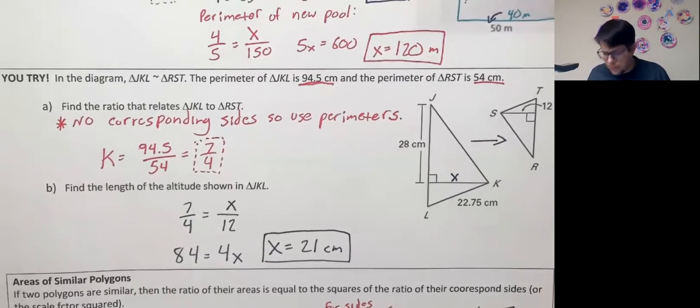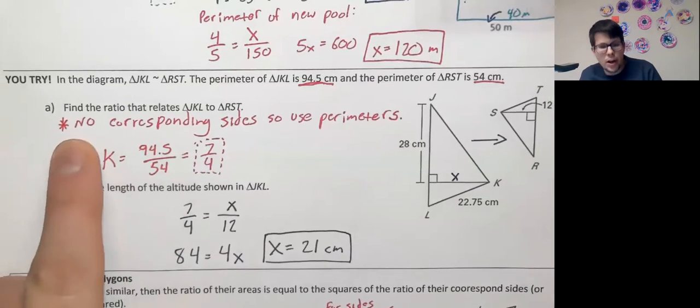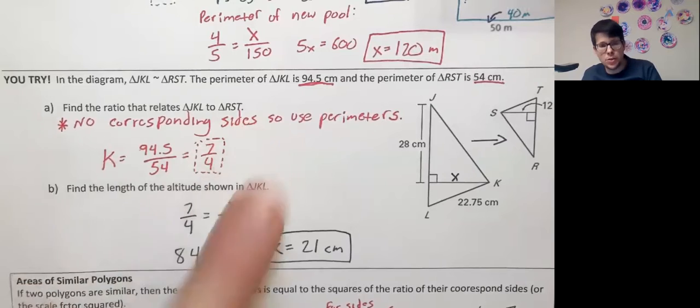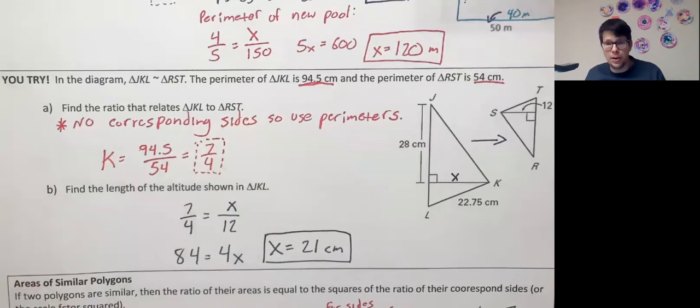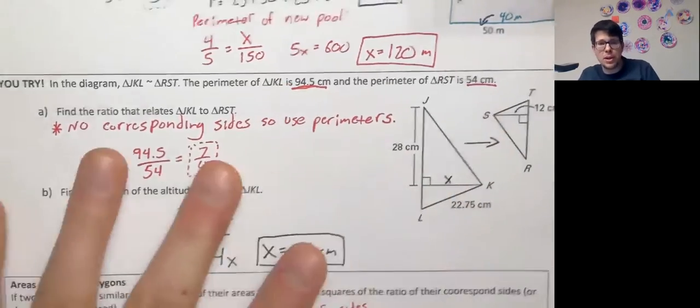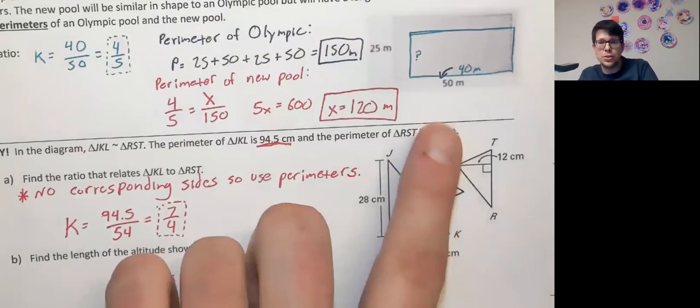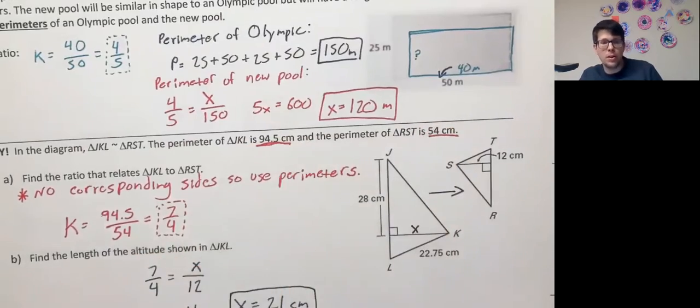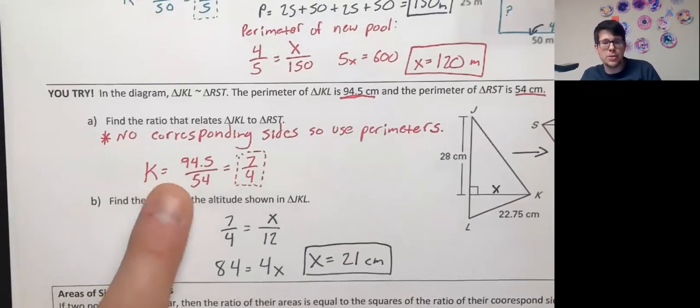Here is that information. So to begin with, part A says find the ratio that relates the two triangles together. And I've got a note for you here. We have no corresponding sides. So we're going to actually use perimeter to figure out how these two triangles are related to each other. So I'm not really looking at the picture so much. I'm going to be focusing on these two perimeters that we have right up here. And I'm going to build my scale factor based off of them.